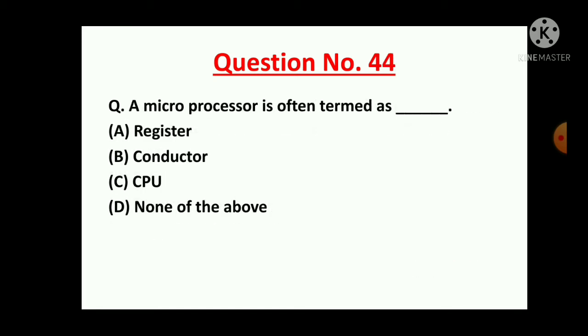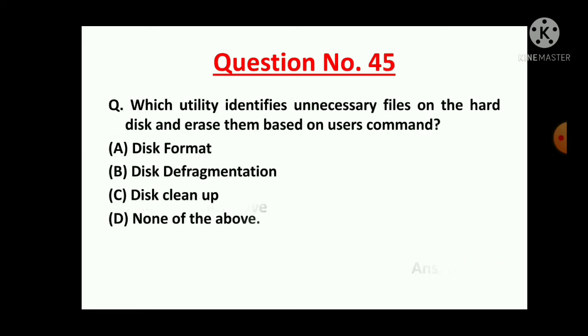Question number 44. A microprocessor is often termed as dash, register, conductor, CPU, none of the above. The correct answer is CPU. CPU is also known as microprocessor. Question number 45. Which utility identifies unnecessary files on the hard disks and erase them based on user's command? Disk format, disk defragmentation, disk cleanup, none of the above. The correct answer is disk cleanup utility.